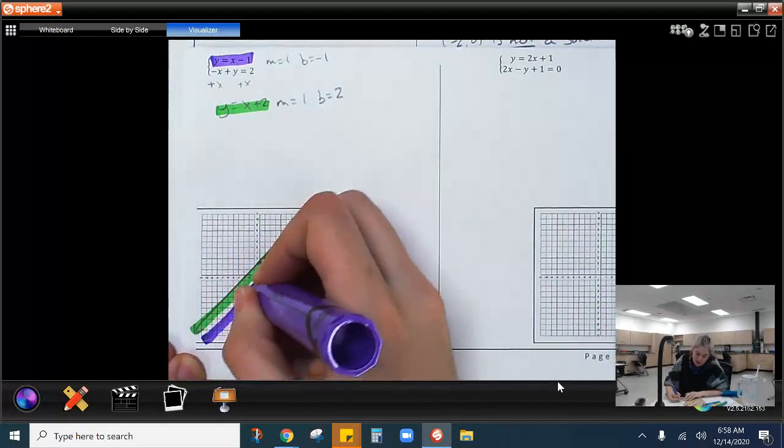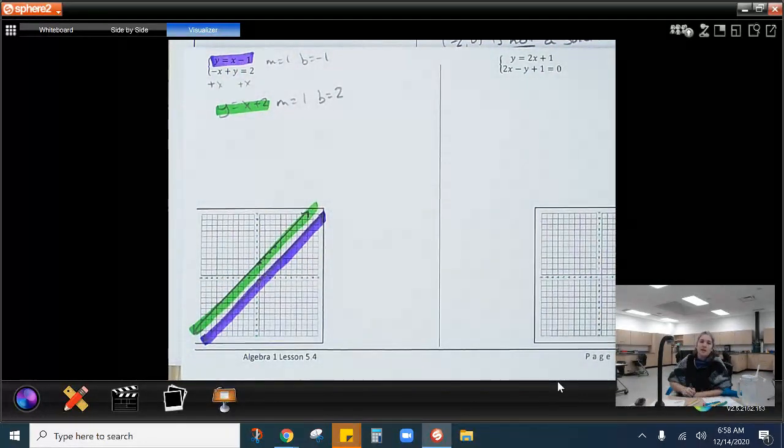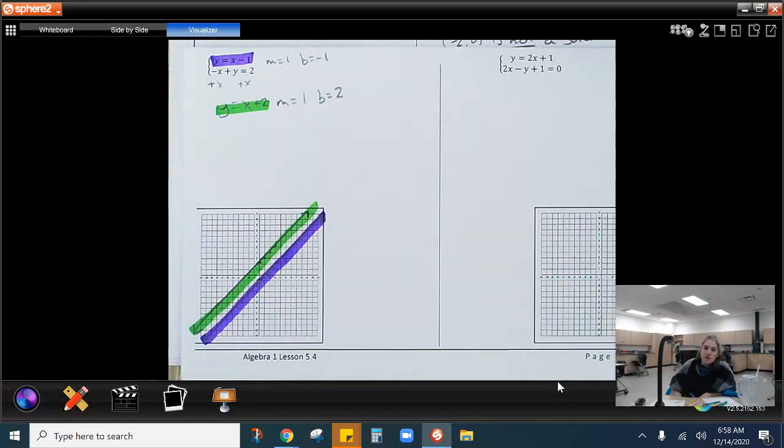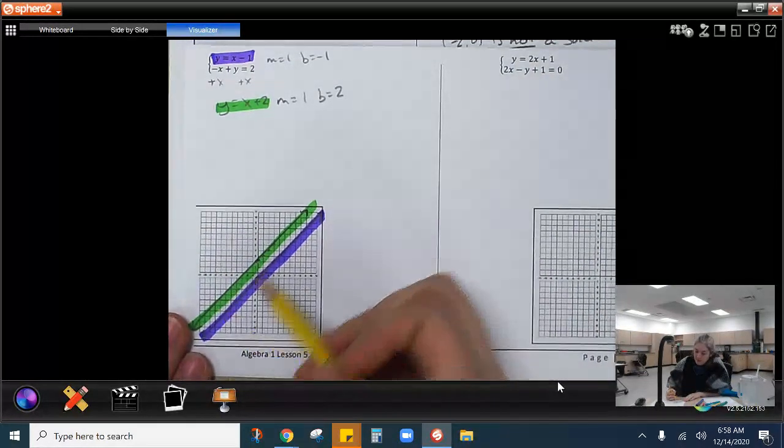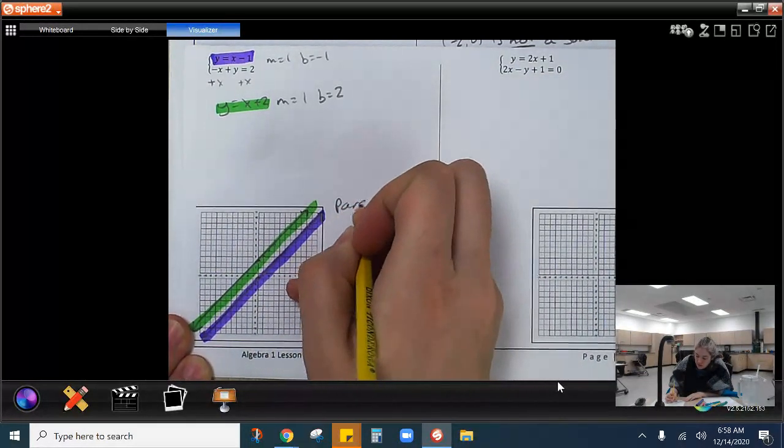So you might be looking at me going, wait a second, Ms. Frisch, you just said that every system of linear equations is going to have one solution, right? They're going to cross, that's their solution, wherever they touch. This one doesn't. Why is that? Well, it's because these are parallel lines.